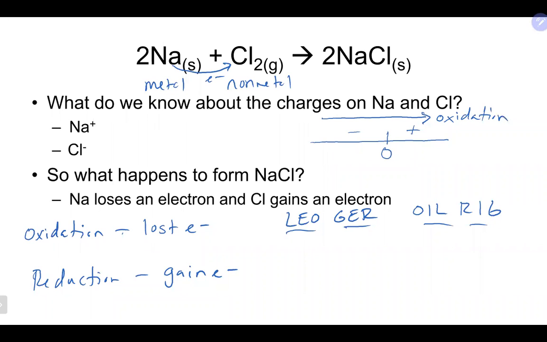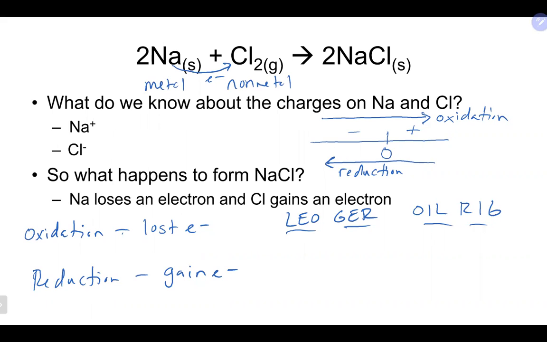If your element goes from the left-hand side to the right-hand side and becomes more negative, moving in this direction, it is going through reduction. That's a very easy way to move your thing one way or the other, and you can basically figure out what's going on.